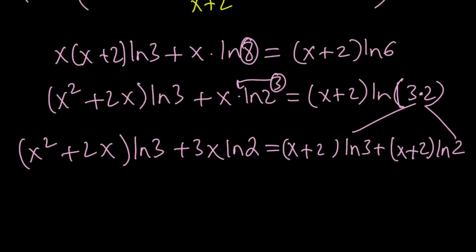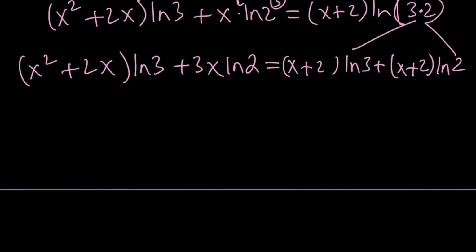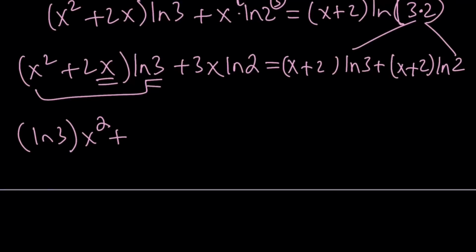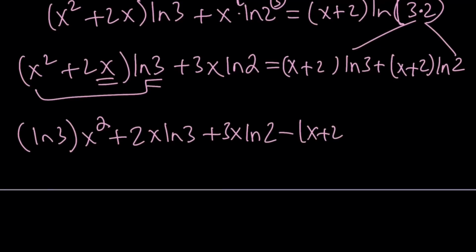Great, so let's put the x squared terms together. This is going to give us ln 3 multiplied by x squared. And then we're going to get 2x times ln 3. So what we can do next is put this all together. But let's distribute first. I think it'll be easier if we subtract everything. So here we're going to get x plus 2 times ln 3 minus x plus 2 times ln 2, and the whole thing is going to be 0.